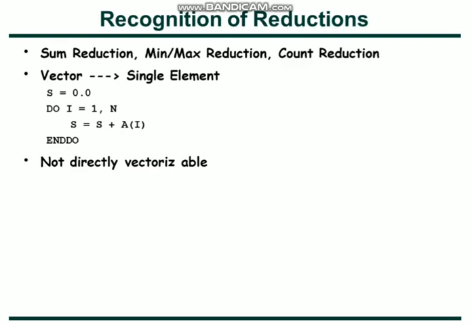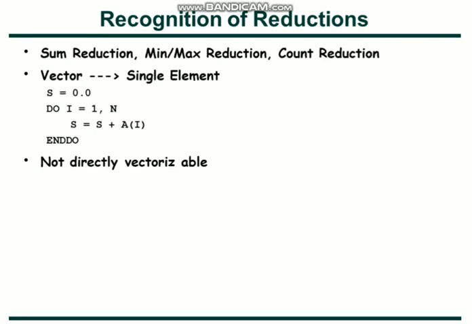Hello. Next topic is recognition of reduction. This method is applied whenever we have to reduce vector elements into a single element. For example, there are a number of reduction examples. One is sum reduction. In sum reduction, whenever we want to add all the vector variables and store that addition into a single variable, that is known as sum reduction.